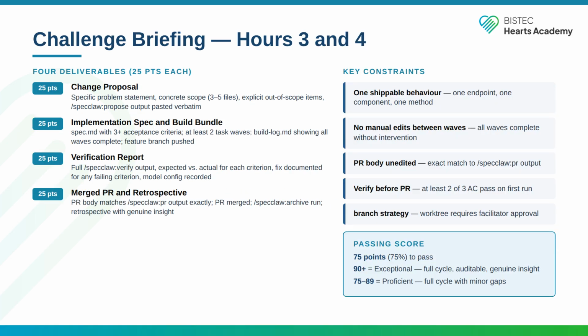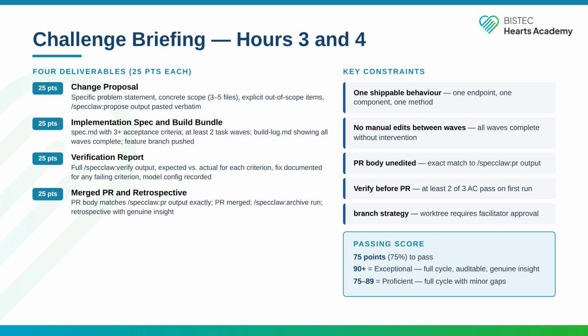The challenge has 4 deliverables, each worth 25 points for a total of 100. You need 75 points to pass. The first deliverable is a change proposal: a specific problem statement, concrete scope listing 3 to 5 files, explicit out-of-scope items, and the /SpecClaw propose output pasted verbatim into your submission.